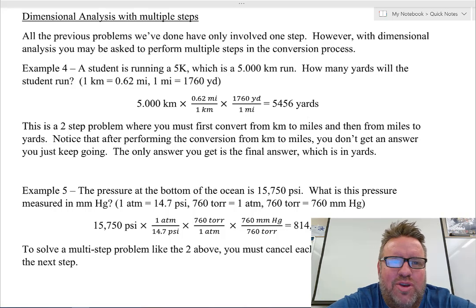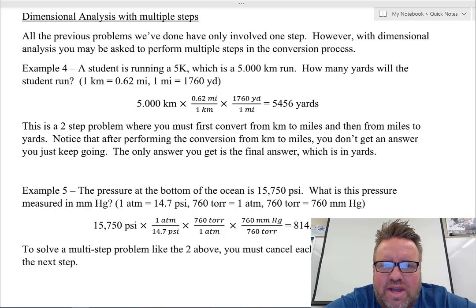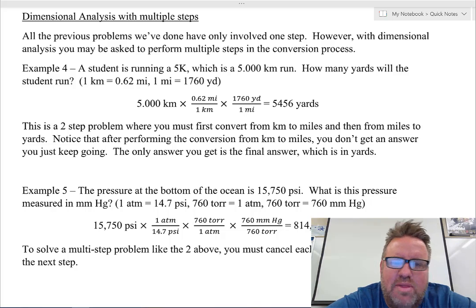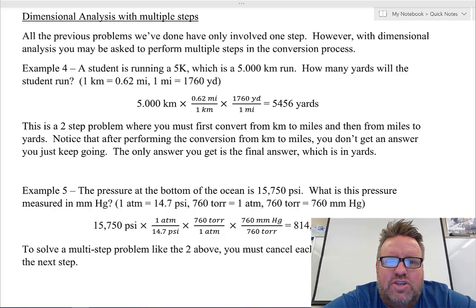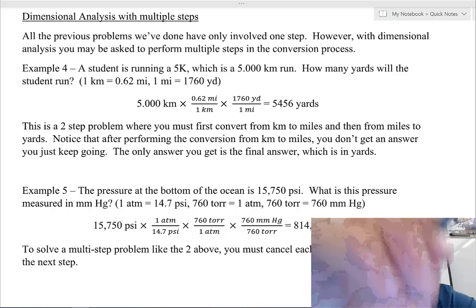Many times when we're doing dimensional analysis type problems, we're going to have to do more than one step. So anytime you convert things, again, many times it's not just a one-step process. When you do a conversion that has more than one step, you don't stop in the middle and get an answer. You just keep going, okay?